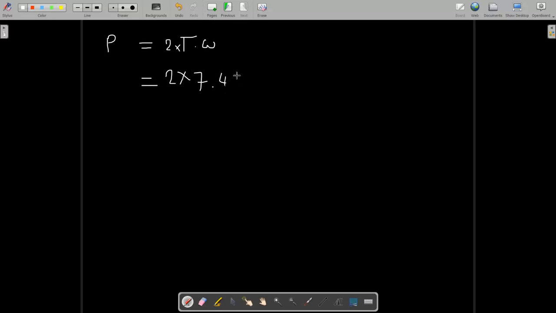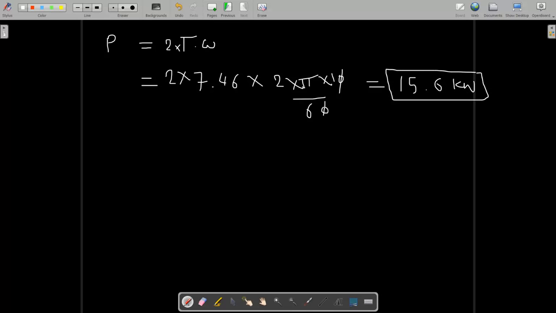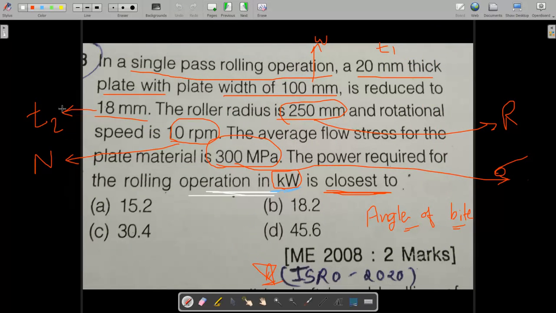7.46 multiplied by 2 pi n, rpm is given, divided by 60. So when you solve this, you will get power as 15.6 kilowatt. So this is the power required for rolling. Now look at the options. The nearest answer is 15.2.